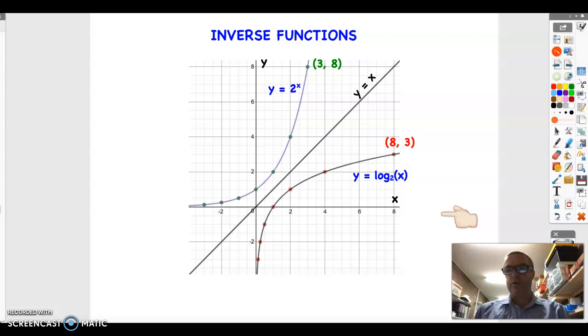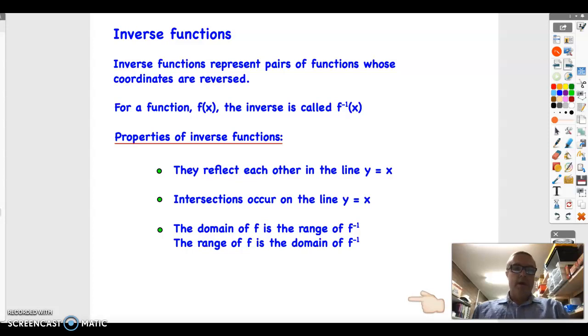So let's have a talk about what inverse functions actually are. Inverse functions represent pairs of functions whose coordinates are reversed. That's a very simple way of thinking about inverse functions. We're going to look at that in a little bit more depth. We use a special type of notation for the inverse function. Let's say that we call our first function f of x. Its inverse is represented using a little -1. So we say f -1 of x. It's nothing to do with a power. It simply denotes that this is the inverse of a function that's called f.